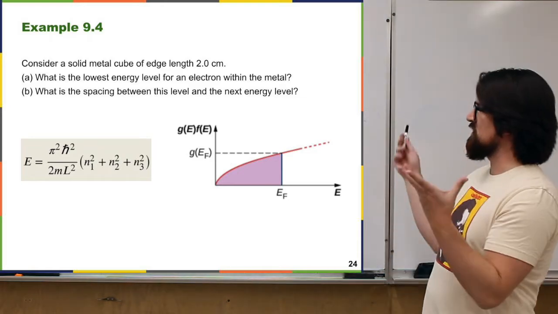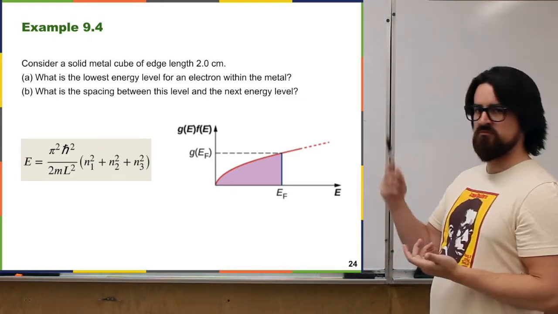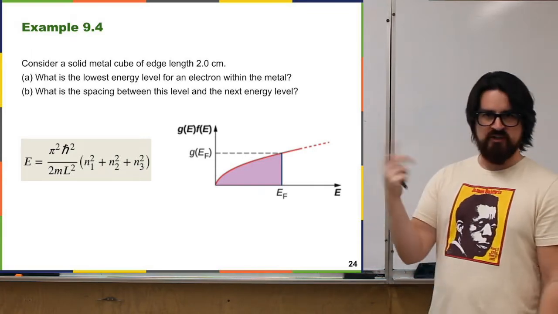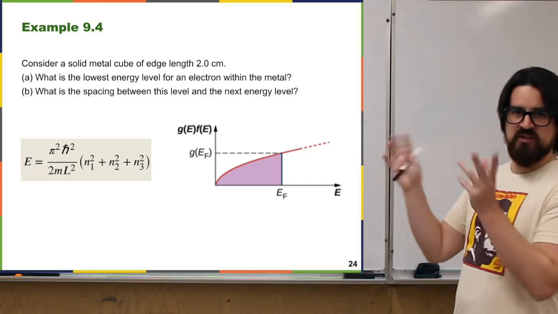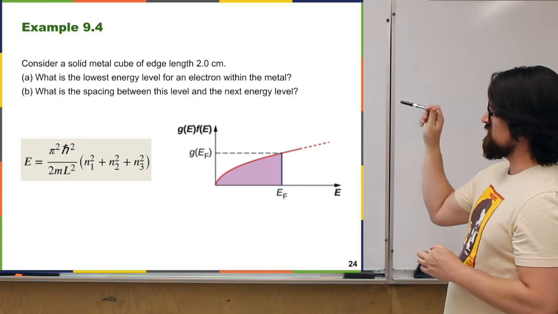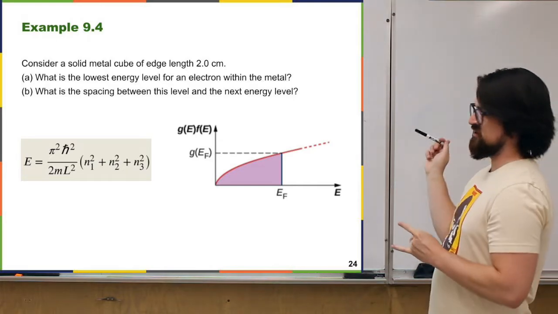Okay, so thinking about a cube of metal, it's 2 centimeters on a side. What is the lowest energy level for an electron in this metal, and not just any electron, right? These are the free electrons in that metal. And then what is the spacing between this energy level and the next energy level?